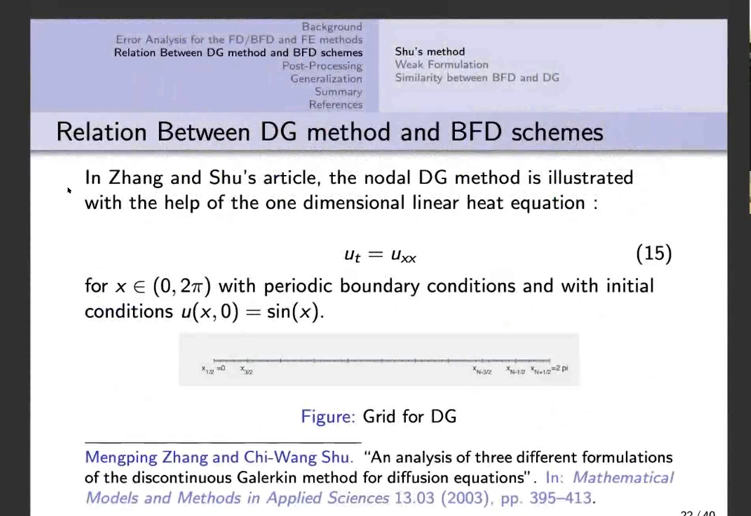The second part of the work is basically to establish the relation between DG method and BFD schemes. Based on Zhang and Shu's article for the first analysis of discontinuous Galerkin method, the nodal discontinuous Galerkin method is illustrated with the help of the one-dimensional linear heat equation with periodic boundary conditions and initial condition sin x. But we can also, of course, illustrate it with other conditions.